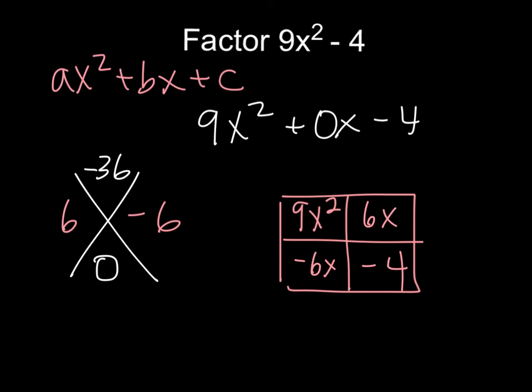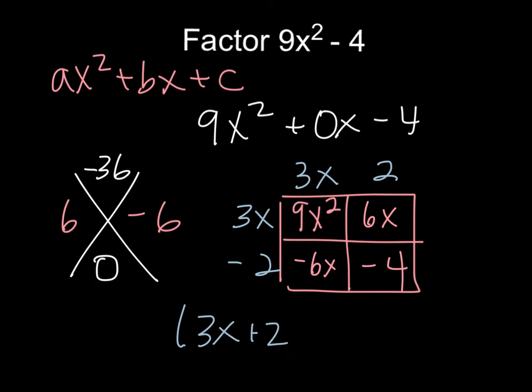Alright, now we gotta find the GCF. So 9x squared, negative 6x. The GCF is 3x. 6x and negative 4, the GCF is 2. And now work your way across. Right here is 3x, and down here is negative 2. And then rewrite the factored form. So 3x plus 2 times 3x minus 2.